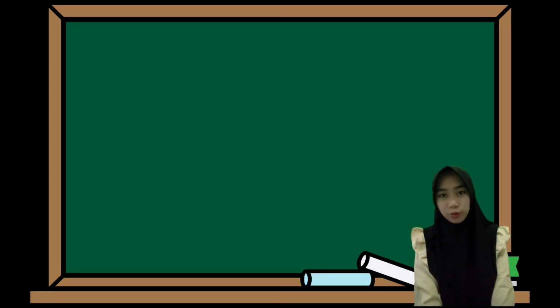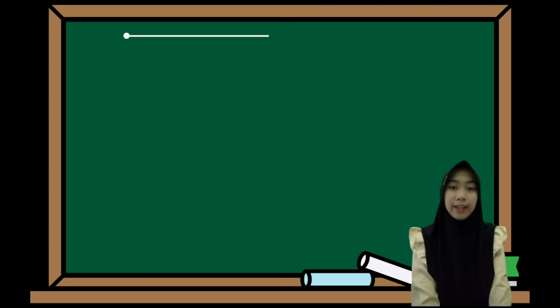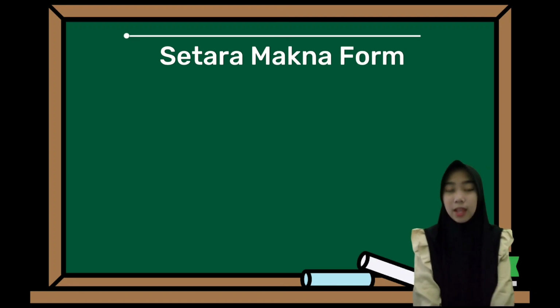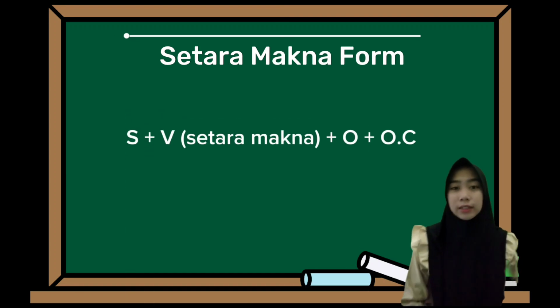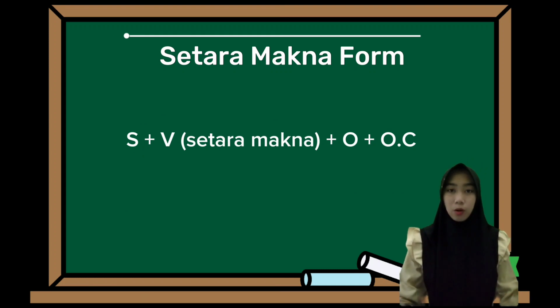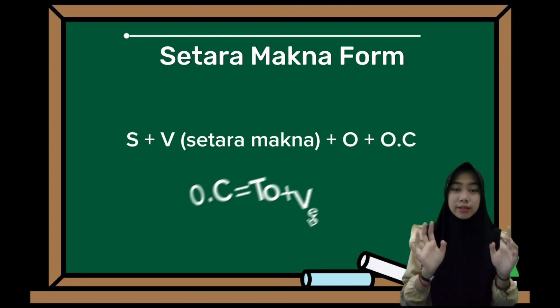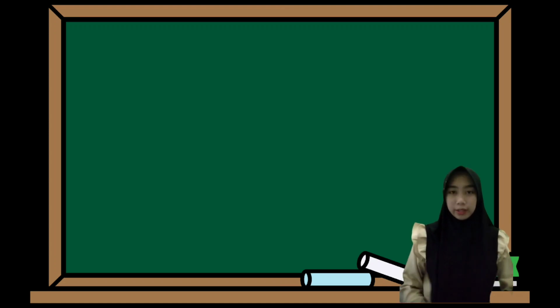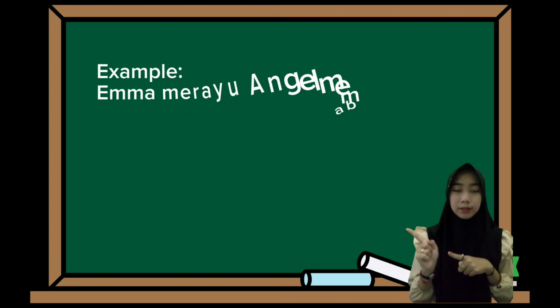Okay, so the second form in this active causative verb is using equivalent meaning atau setara makna. So the form is subject, verb of equivalent meaning, object, and objective complement. This is the easy form because all of the equivalent meanings use to infinitive as the objective complement. Okay, let's move to the example.